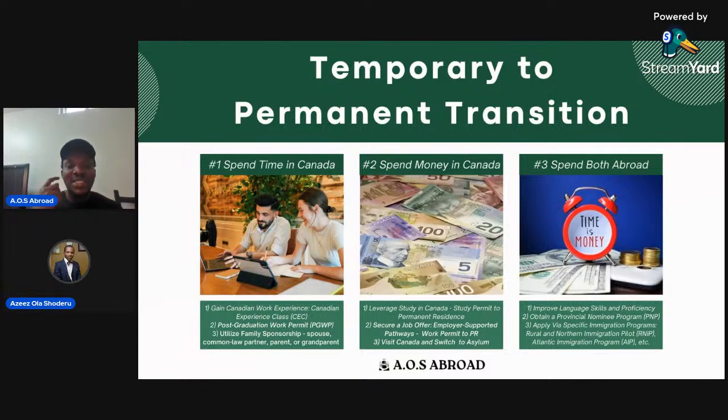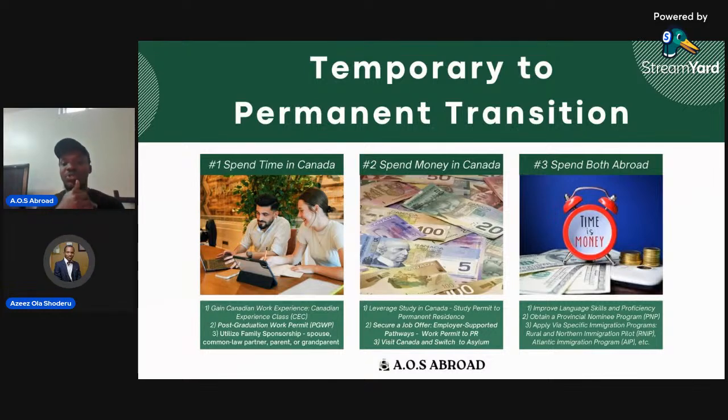Now, moving on, the second way to transition from temporary residence to permanent residence is through the ability to spend money in Canada. Do you understand? If I'm talking about spending money in Canada, what that basically means is that you have to leverage study in Canada. In other words, you have to spend money to go to school, to study for a diploma, a degree, or a certificate.